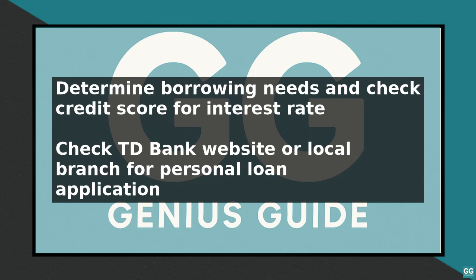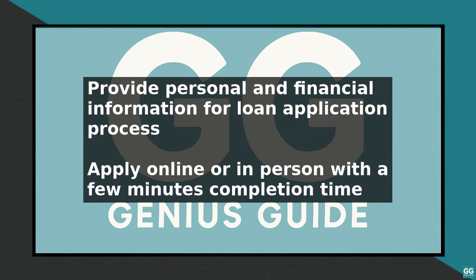First, visit the TD Bank website or a local branch to apply for a personal loan. You will need to provide personal and financial information, including your income, employment history, and debt obligations. You can apply online, by phone, or in person, and the application process typically takes a few minutes to complete.